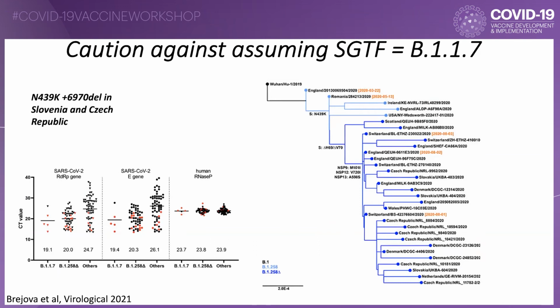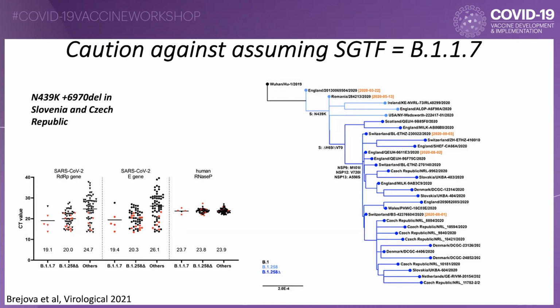But we should be cautious against assuming that all S gene target failures are equal to B.1.1.7. Here's some data from the Czech Republic and Slovenia, recently pre-printed, showing you that B.1.1.7 has similar viral loads to a lineage that contains N439K and the 69/70 deletion that I showed you earlier that arose in Scotland, we think. Certainly the 439 arose in Scotland. Here is a phylogenetic tree on the right showing you the acquisition of 439 in the United Kingdom, and then the deletion 69/70, which came after that.